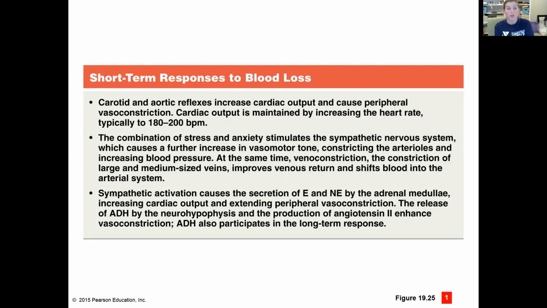So the aortic and the carotid reflexes are going to increase cardiac output, cause that vasoconstriction, and that's going to obviously maintain our cardiac output by increasing heart rate. So your heart rate skyrockets, but your vessels are constricted, so that's still maintaining flow everywhere.